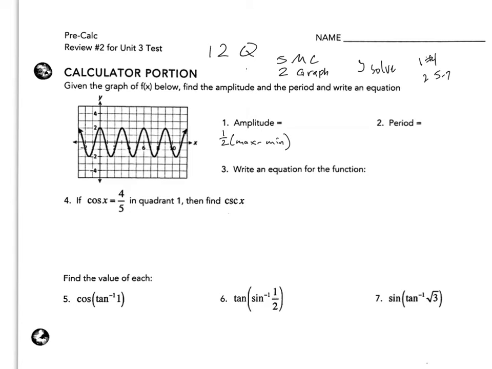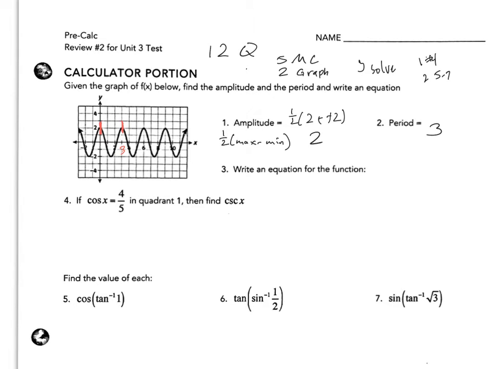The amplitude on this one is 1/2 of the high, which is 2, minus -2, and we get 1/2 of 4. The amplitude is 2. The period, you want to go from high to high or from low to low, and that's really up to you, whatever you feel is easiest to calculate or figure out. I'm going to go from 0, because that's easy for me, over to this spot right here, which I'm not sure what that is. Looks like a 3. And so from 0 to 3, that makes the period 3.